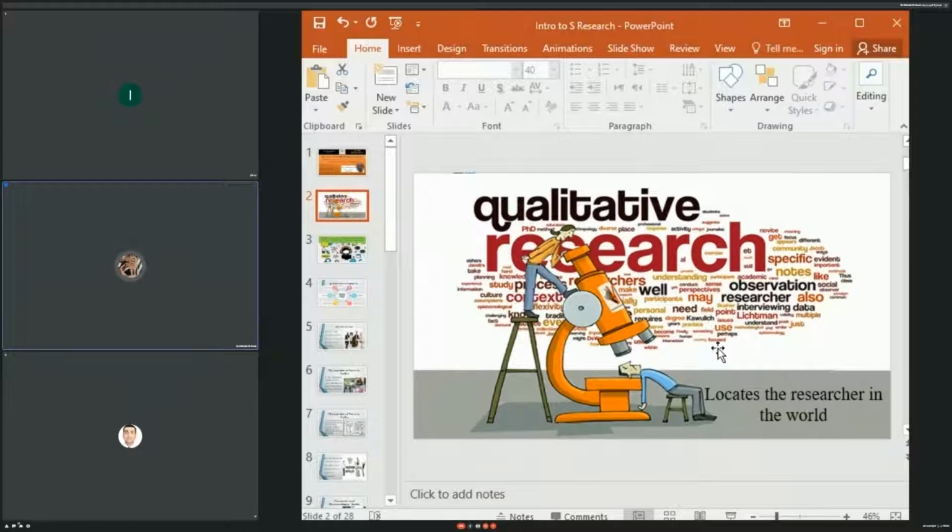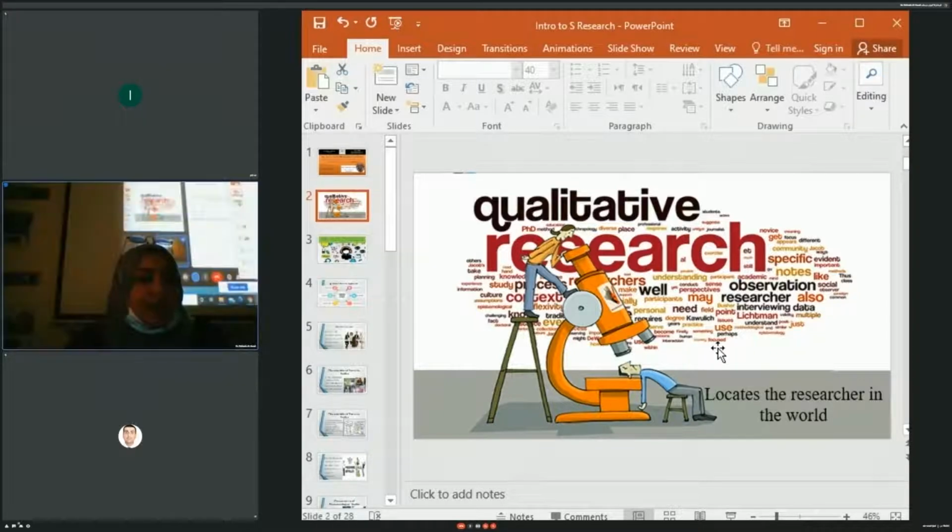Because qualitative research locates the researcher in the world itself, which means that the researcher will be a part of the surroundings, part of the world, which is the main difference between quantitative and qualitative research. Again, with quantitative research, numbers, it means that we are dealing with numbers. It means that the whole process of doing research is objective, which is why, in both kinds of studies, the researcher is required to give us his voice.